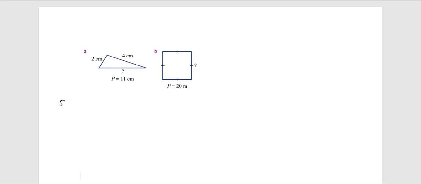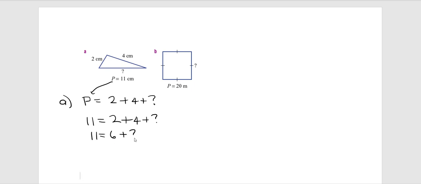Let's start with A, our triangle. First of all, what is the perimeter of a triangle? The perimeter of a triangle is adding up the 3 sides. So perimeter is adding up 2 plus 4 plus question mark. I don't know what that is, so I'll just put the question mark because they've got it there. But I know P is 11, so I'm going to write 11 there instead. So 11 is equal to 2 plus 4 plus the question mark. Now, what is 2 plus 4? 2 plus 4 is 6.